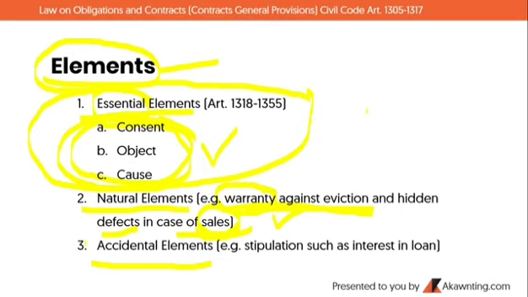It must be stipulated by the parties, okay? So, yun yung mga accidental elements. Yun yung pagkakaiba niya from natural elements. Yung natural elements, nag-e-exist na siya, pwede siyang tanggalin later on. In accidental elements, hindi siya mag-exist initially, pero pwede siyang ilagay, okay? Or isama dun sa contract natin, or stipulate dun sa contract natin, okay? So, those are the elements of a contract.